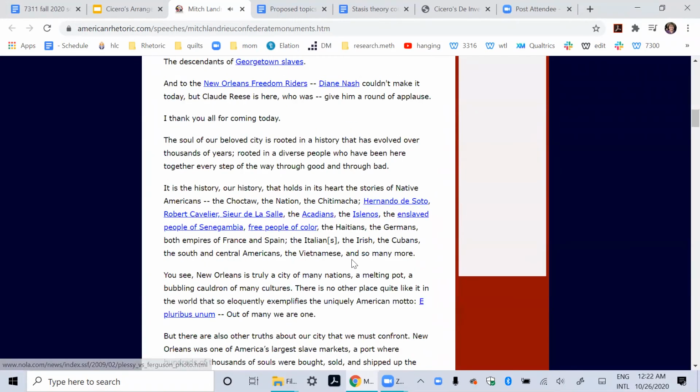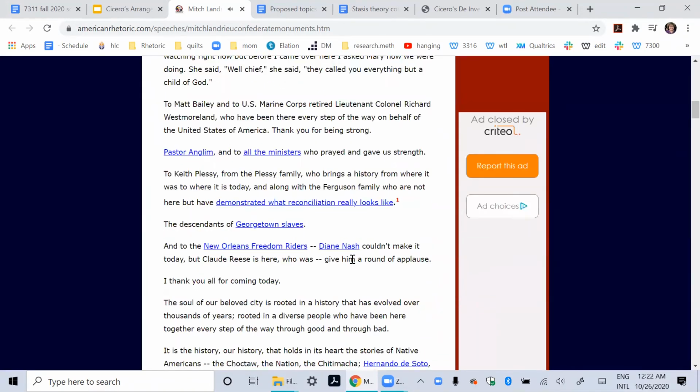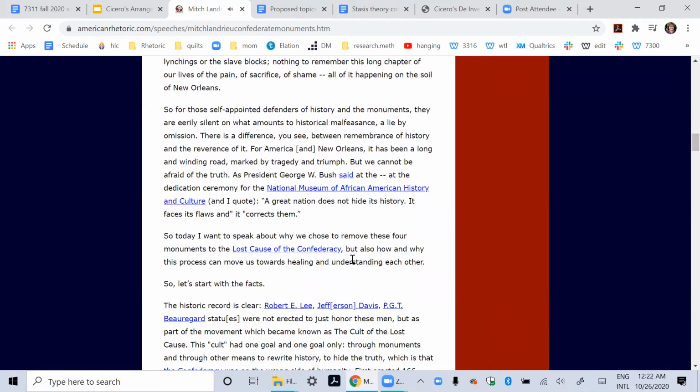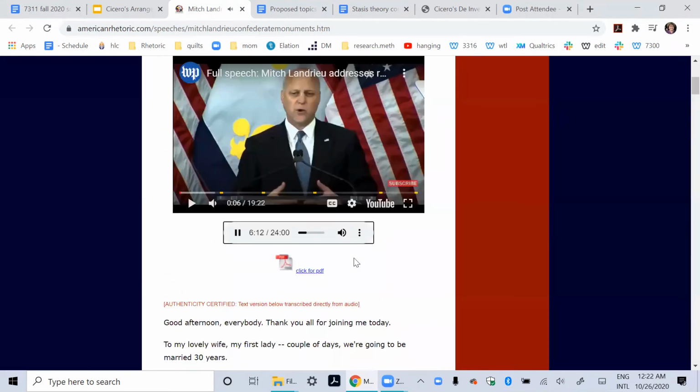So today I want to speak about why we chose to remove these four monuments to the lost cause of the Confederacy, but also how and why this process can move us towards healing and understanding each other. So let's start.